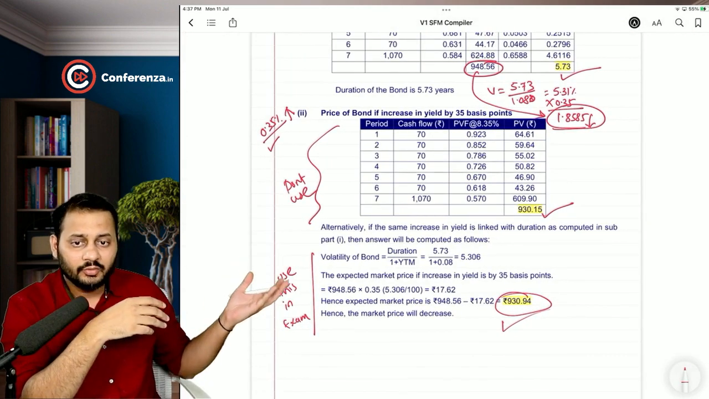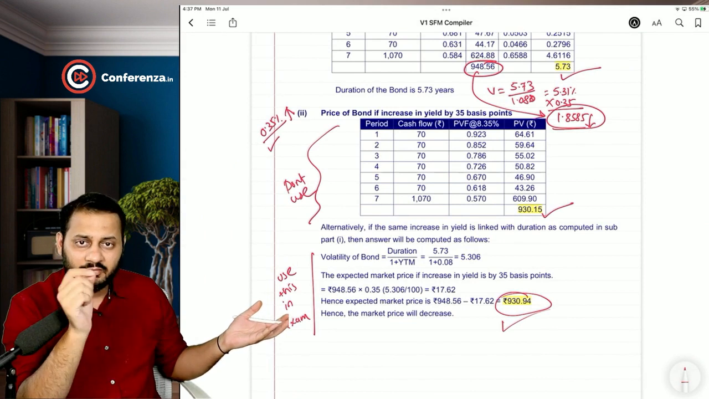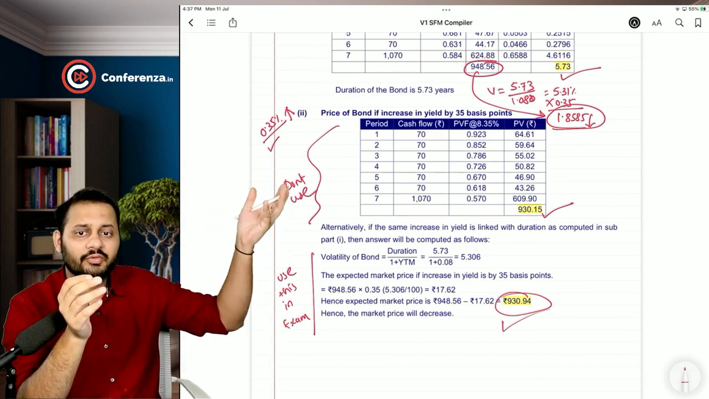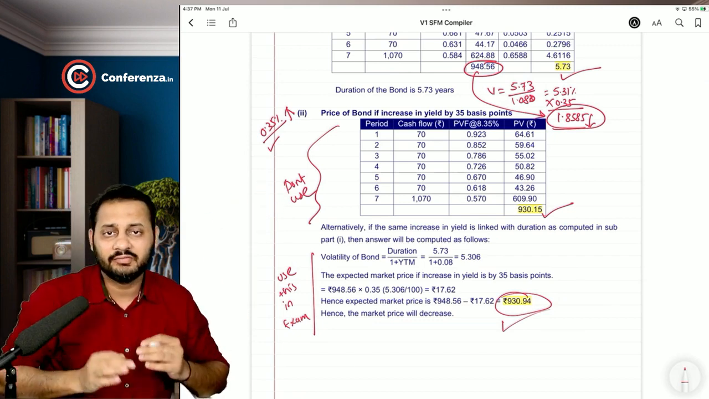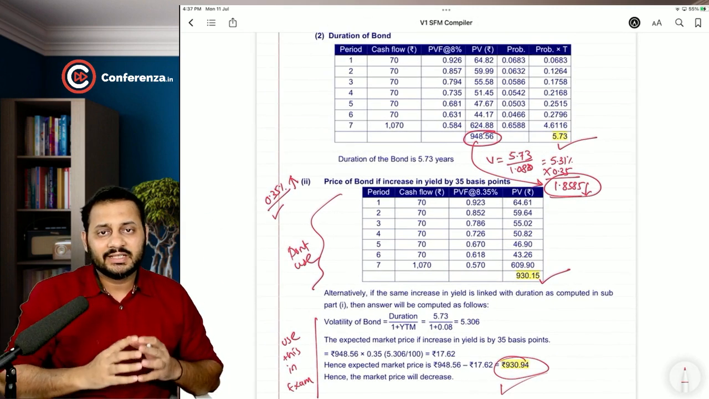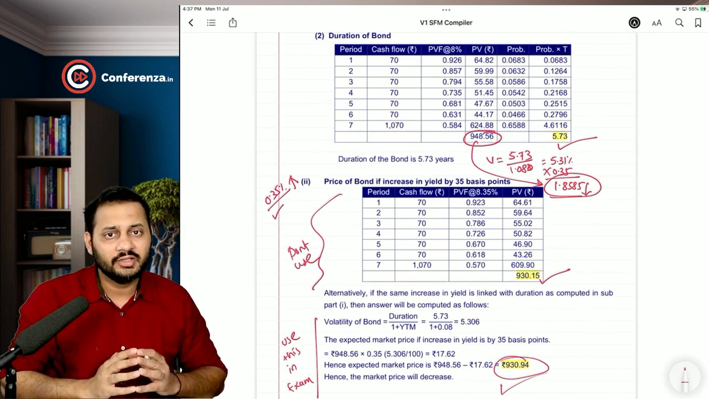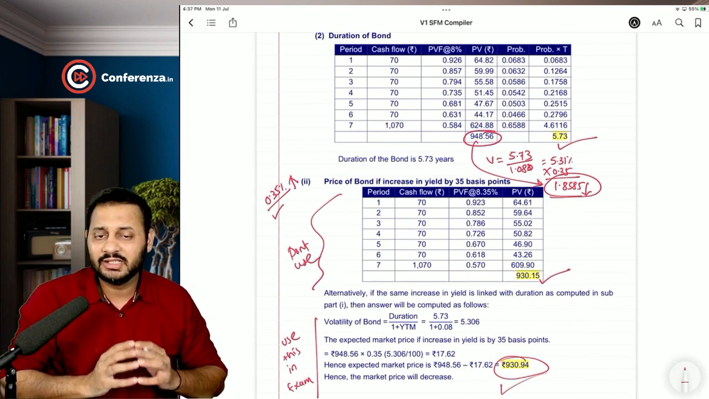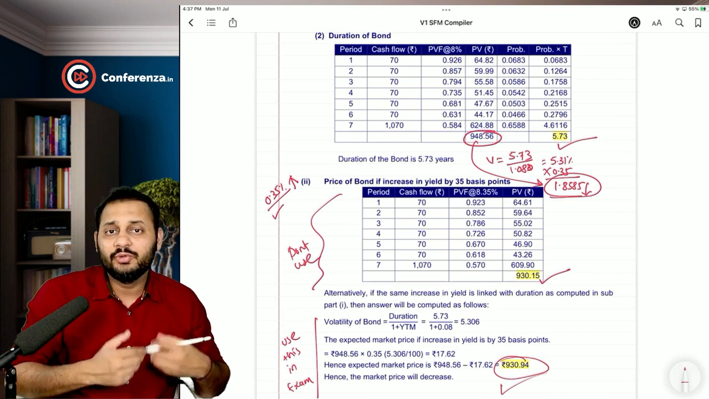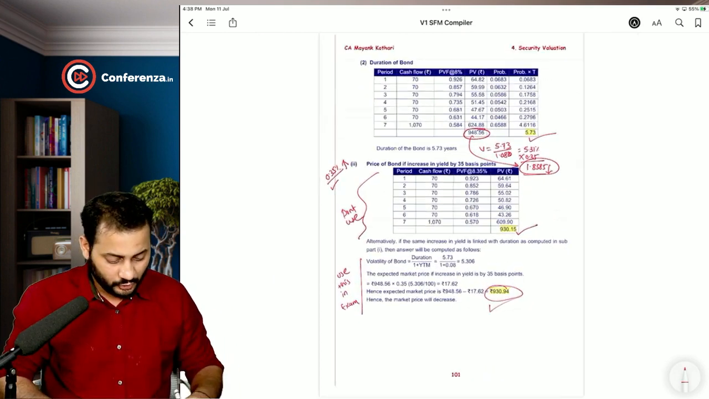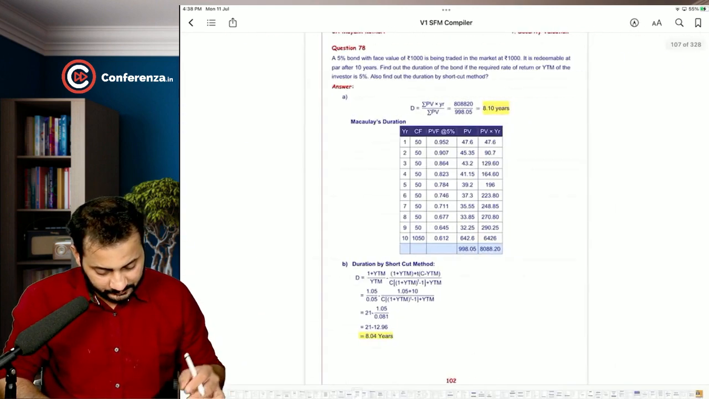See, you can calculate the ultimate result in very less time. The other method is going to take a lot of time and we don't have to use it. Why don't we have to use it, sir? Very simple. The question is asking us to calculate the duration and then they are asking us to calculate the new market price for the change in yield. That means they want us to use the volatility concept. The concept is built for that only. Okay, sir. Let's move ahead.